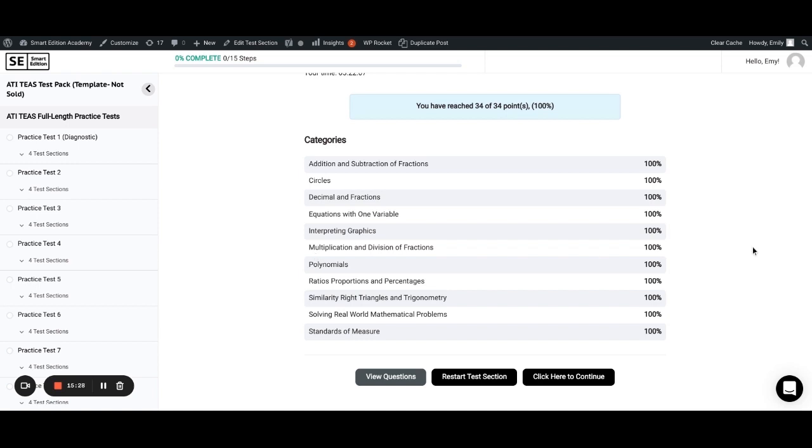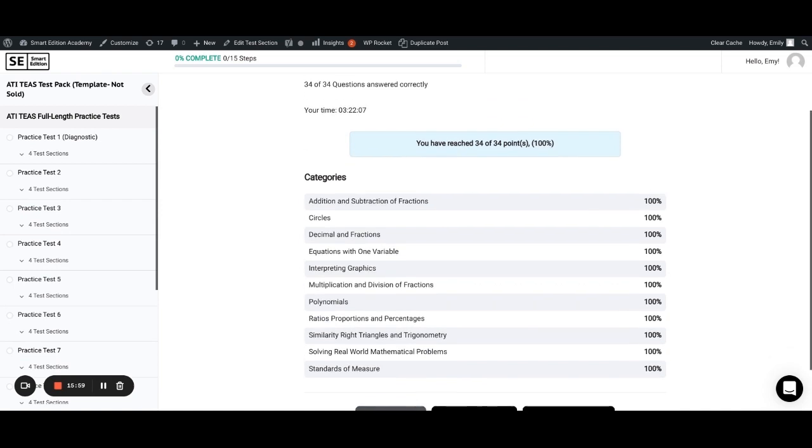So, for example, pretend that I did not get everything 100% right. It would say something like 32% on polynomials, or 54% on ratios, proportions, and percentages, but 100% on word problems, 100% on standards of measure, 90% on circles. Then I would say, help, I need to get better at polynomials and ratios, proportions, and percentages. And I know that that's where I need to focus, so that way I can boost my score.